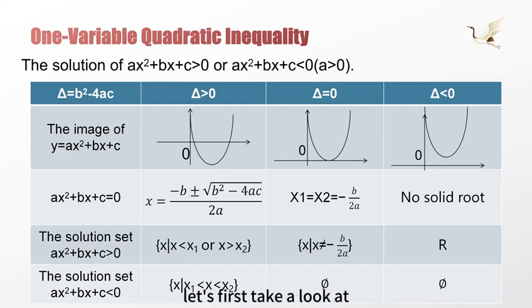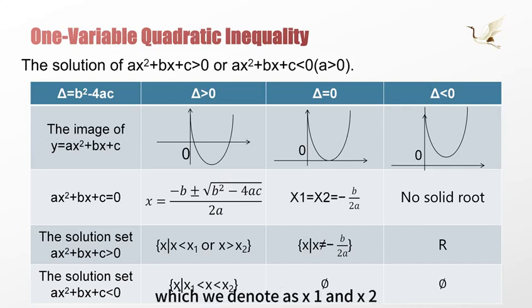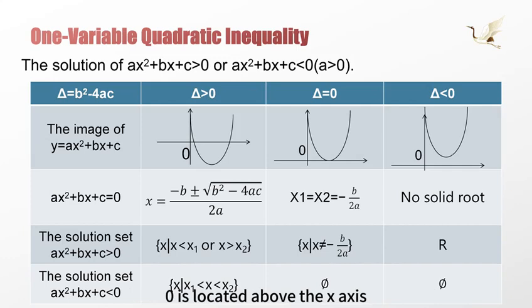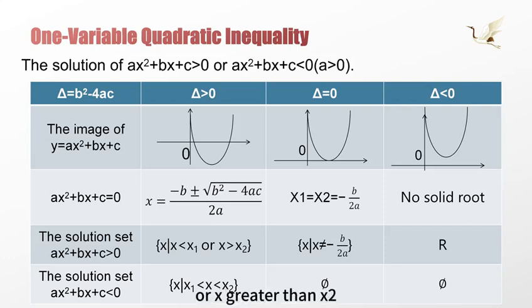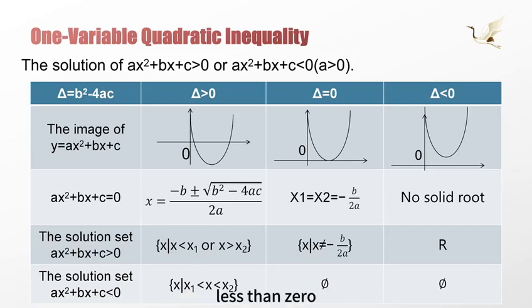Let's first take a look at when delta is greater than 0. At this point, the parabola intersects the x-axis at 2 points, and the quadratic function has 2 zeros, which we denote as x1 and x2. Let x1 be less than x2. Therefore, the graph corresponding to the inequality greater than 0 is located above the x-axis. So the corresponding range of x values should be x less than x1 or x greater than x2. The range of x values corresponding to the inequality less than 0 should be x greater than x1 and less than x2.